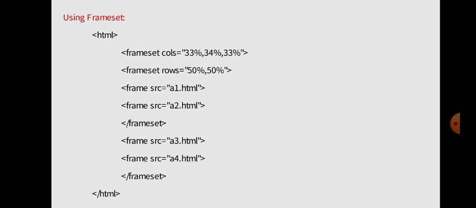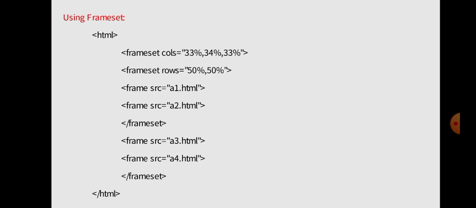Again I am taking the next frameset to divide the first column into two different sections or two different rows. Rows is equal to 50% and 50%. Here I am taking the first frame tag to open the first HTML document in the first frame. So frame src is equal to a1.html. So the a1.html file will open in the first frame. Next, frame src is equal to a2.html.